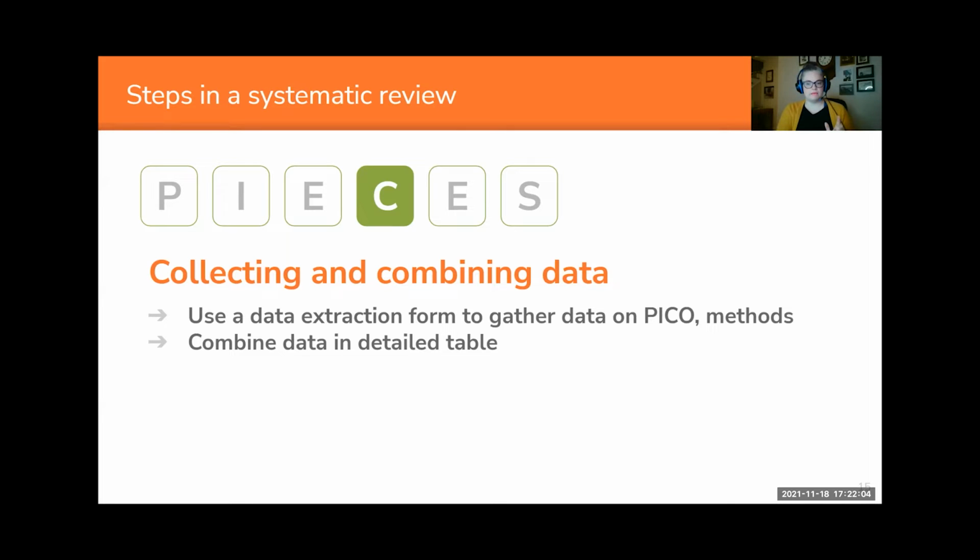This C is for collecting and combining data. So oftentimes you will create a data extraction form depending on, perhaps we're saying PICO here because it's more for clinical questions, but it doesn't have to be PICO. It can be essentially you're just trying to grab the data that answers your research question and your inclusion and exclusion criteria. And then oftentimes you will want to combine that data into some sort of detailed table so that everything is included. That will again vary depending on what your research is and what data you are trying to pull from the different studies.